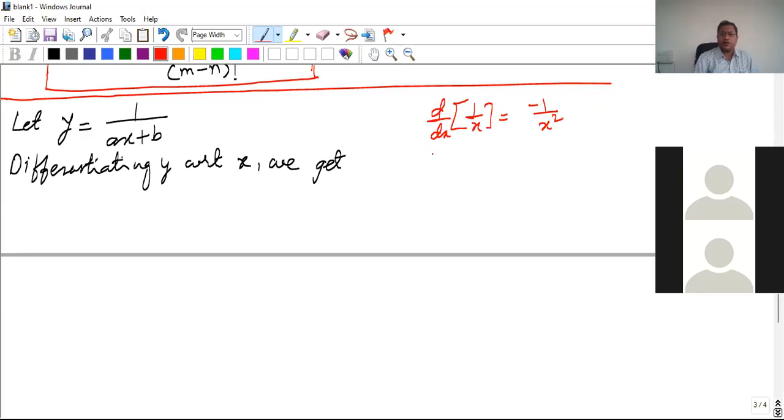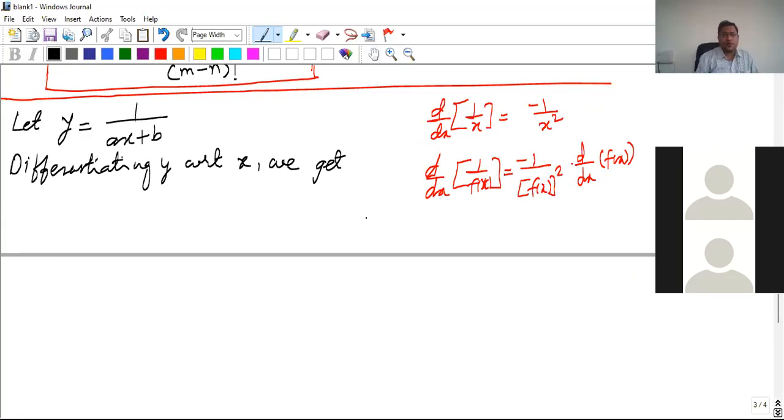But if it is a function, 1 upon f of x, then what will we have? Minus 1 upon f of x bracket square, and then we'll have d by dx of f of x. If it is only a variable, then it's okay, but if it is a function, then we have to consider this term also. So let us try.